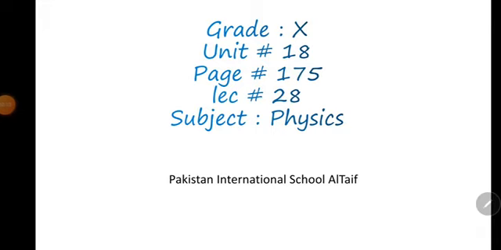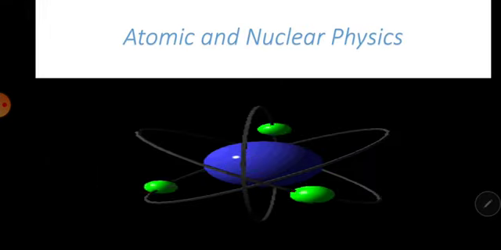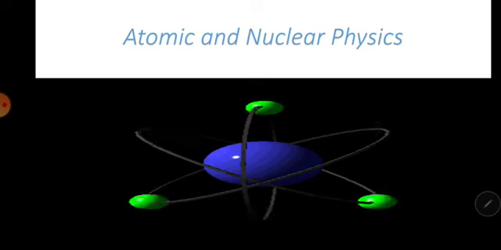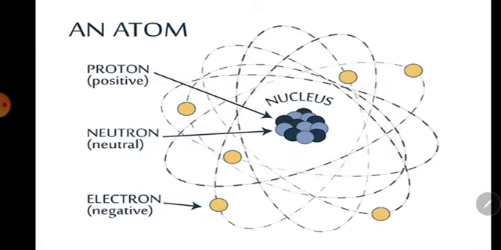Unit number 18, page 175, lecture number 28, subject physics. Now, the chapter name is Atomic and Nuclear Physics. First, we will explain the structure of the atom.